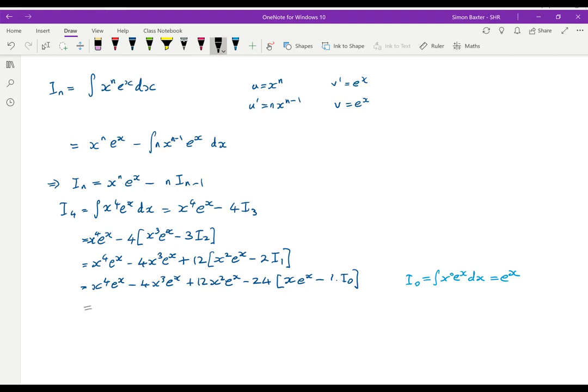giving us x to the 4 e to the x minus 4x cubed e to the x plus 12x squared e to the x minus 24x e to the x plus 24, I_0 is e to the x plus c. Still a little bit tedious, but better than doing integration by parts on each single line.